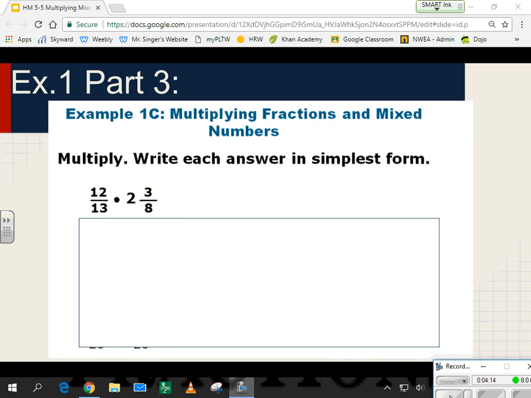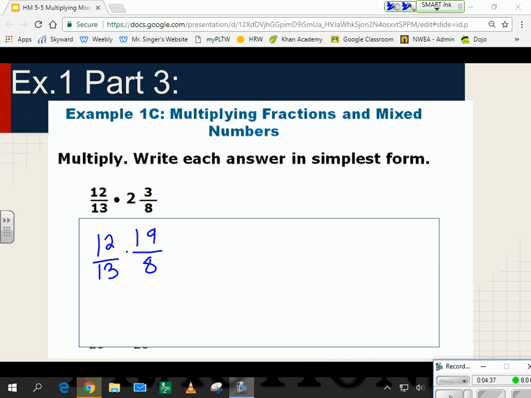Here's one more practice for you. So we have 12/13 times 2 and 3/8. So the first thing we have to do is turn 2 and 3/8 into an improper fraction. 2 times 8 is 16, plus 3 is 19/8. Go ahead and write 12/13 next to it, and let's see if there's anything we can simplify.